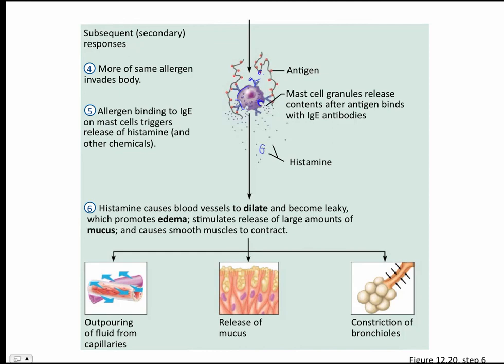Well, a lot of the signaling characteristics of having an allergic reaction: you're going to have edema, meaning you're going to have leaky capillaries. A lot of that fluid is going to come out towards the surrounding tissues and cells. You're also going to have an increase in mucus production, especially within that respiratory tract. And also you're going to have constriction of the bronchioles.